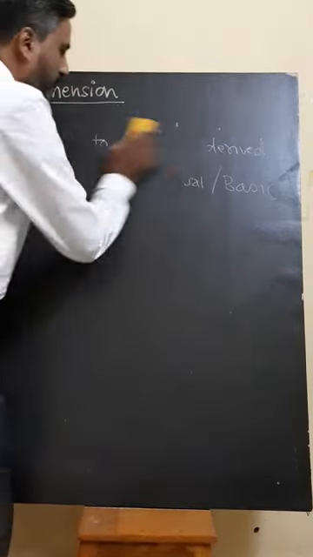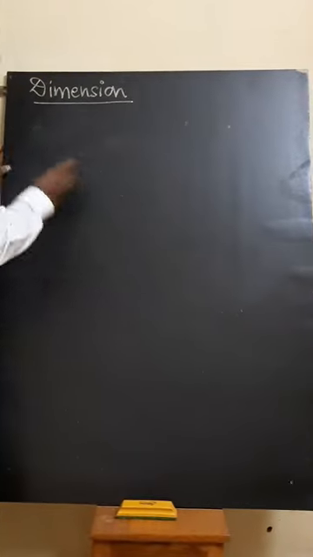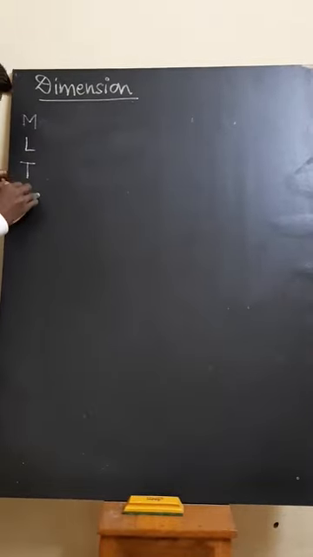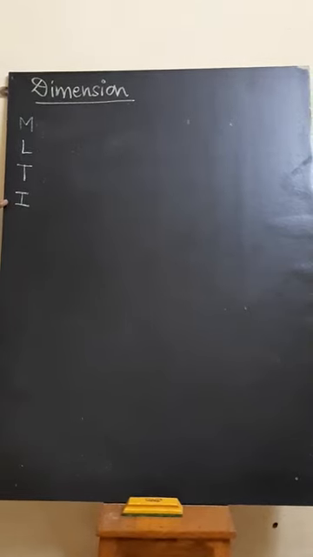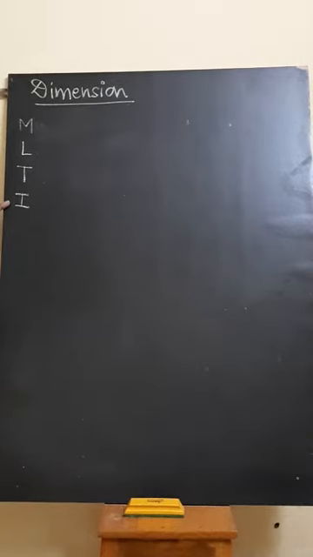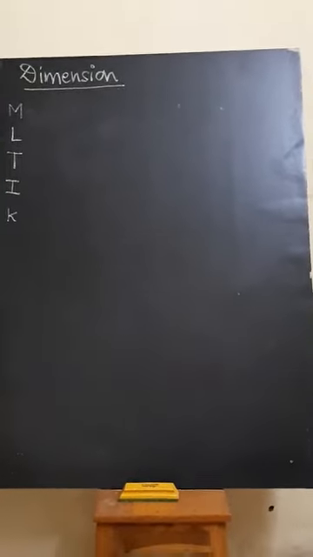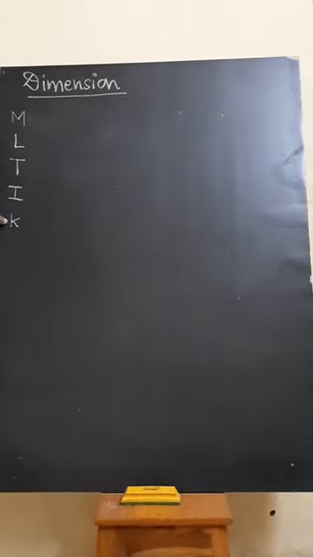Now we have to express dimensions in terms of mass, because mass is a fundamental or basic physical quantity. Length, symbol is L. T stands for time. Then electric current is expressed in some books in terms of I, or in some books in terms of A. Here A stands for the ampere, which is the SI unit of electric current. Then sometimes it is K. Kelvin is a unit of temperature.